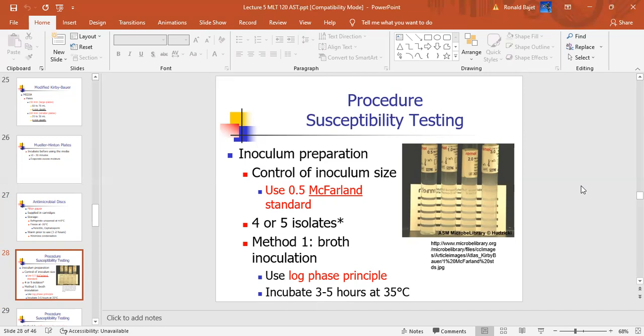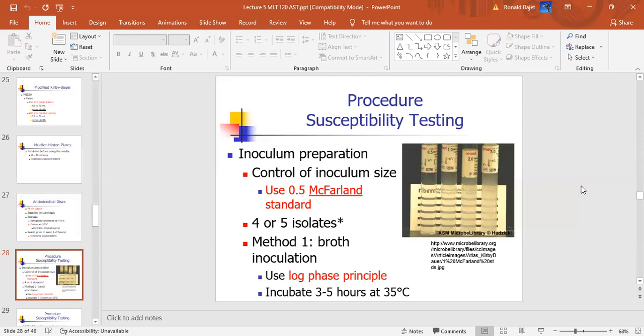Another thing you can do, which is what I do, is I've done enough of the 0.5 McFarland Standard that I memorize this turbidity, not too heavy, not too light. This is a McFarland Standard. Once you match the McFarland Standard, memorize that turbidity. For a 0.5 McFarland Standard, you take 4 or 5 isolates and make a suspension. If it's too heavy, add more saline. If it's too light, add more colonies.